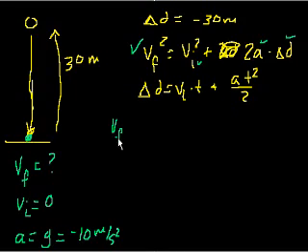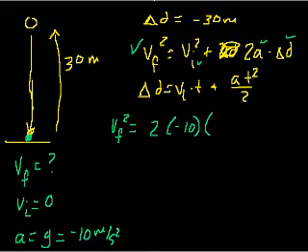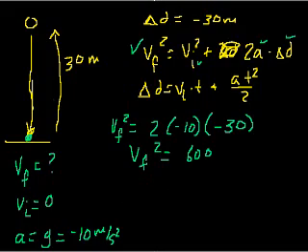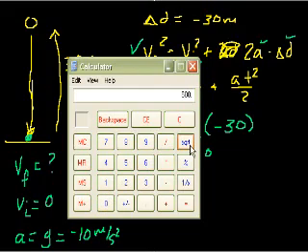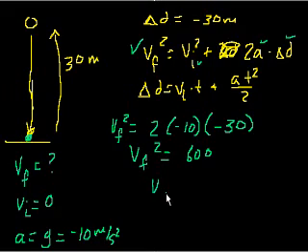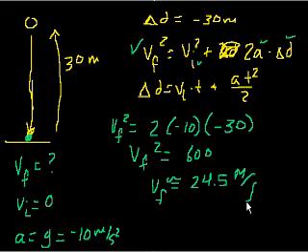So we get Vf squared is equal to Vi squared, which is just 0, plus 2 times acceleration, so that's minus 10, times the distance. Well, the change in distance is minus 30. So we get Vf squared is equal to 10 times 30, which is 300, times 2, is equal to 600. If I took the square root of 600, it's roughly 24.5 meters per second. So Vf is approximately equal to 24.5 meters per second.